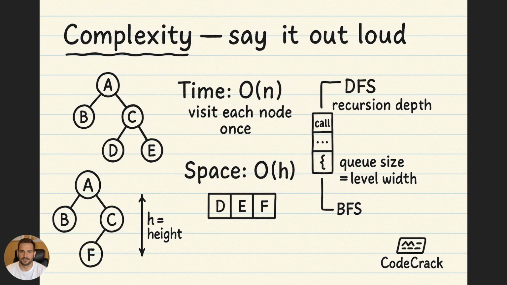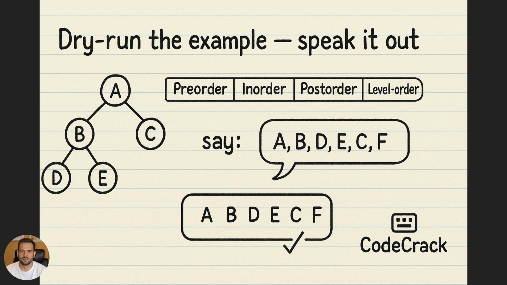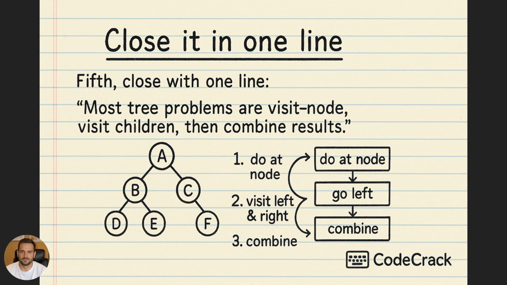Third, state complexity out loud. Visiting n nodes is O(n). Extra space is O(h) for recursion depth or queue size for BFS, where h is height. Fourth, dry run the little A, B, C, D, E, F picture verbally in the chosen order. Fifth, close with one line. Most tree problems are visit node, visit children, then combine results.